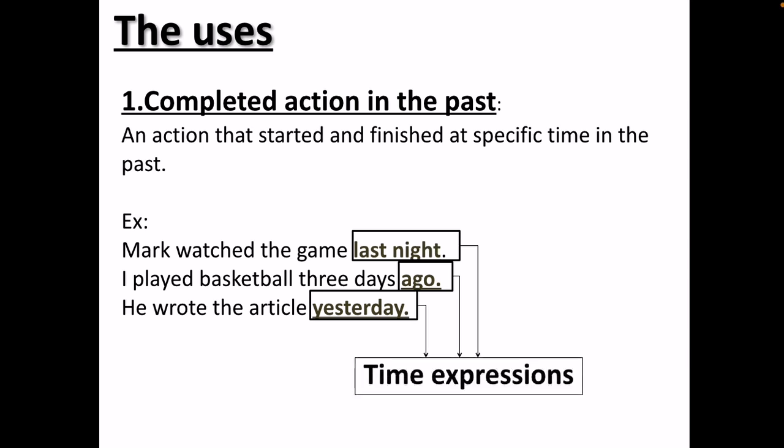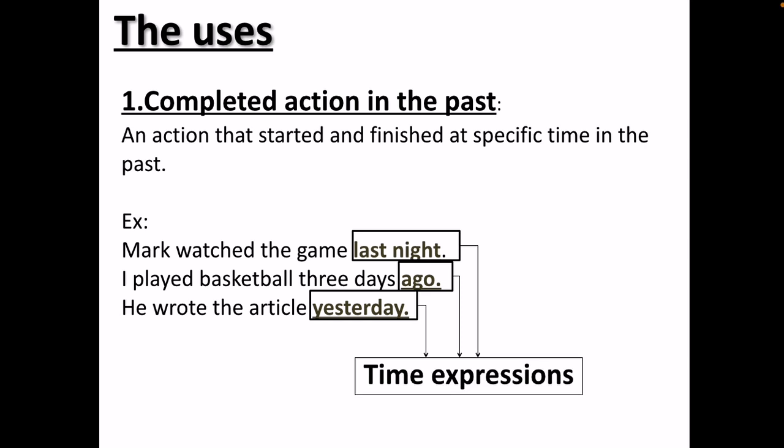We use them to express the past. They are adverbs for the past tense. Last night, ago, or yesterday. When we see them, we know that this sentence is past. Of course, we can say last week, last year, last month, 3 days ago, 3 months ago, 4 hours ago. It's all right. And of course, yesterday means last night. Now, this is the first use of the past simple.